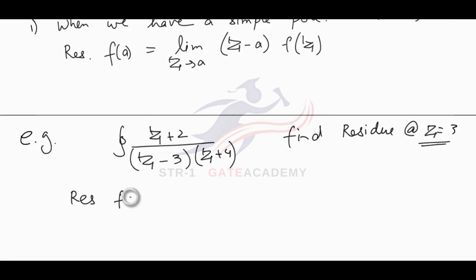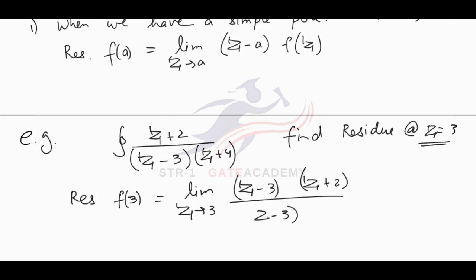of f at 3, which will be nothing but limit z tends to 3, z minus 3 into z plus 2 upon z minus 3 into z plus 4. So this gets canceled out. If you apply the limit, it will become 5 by 7. Right? So that will become the residue. Very simply, we can calculate the residue. Clear? So this is how basically you have to find the residues.